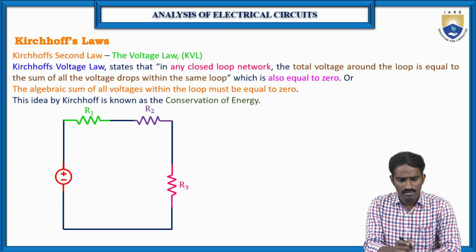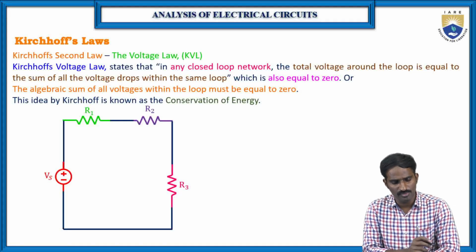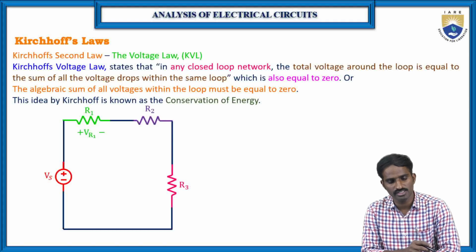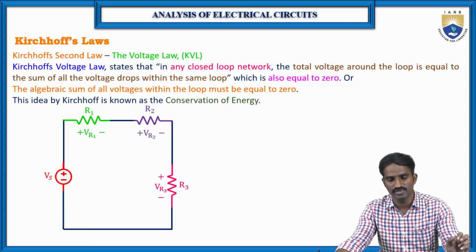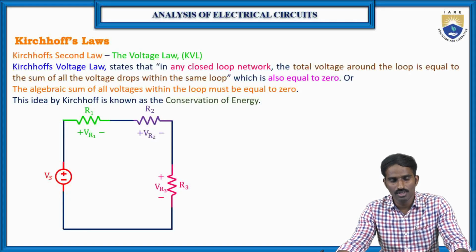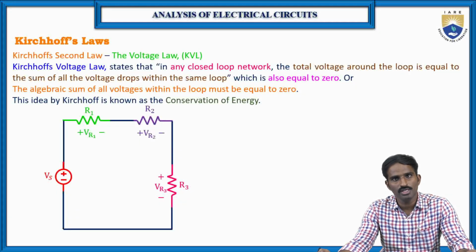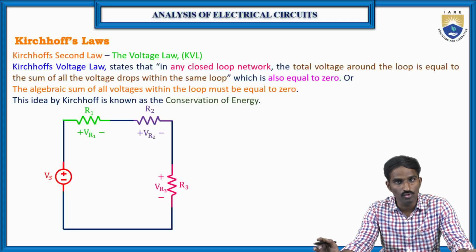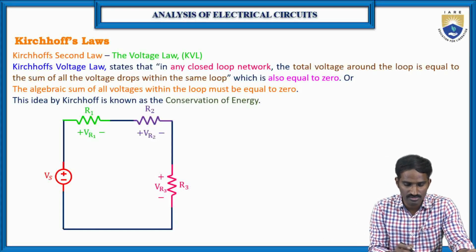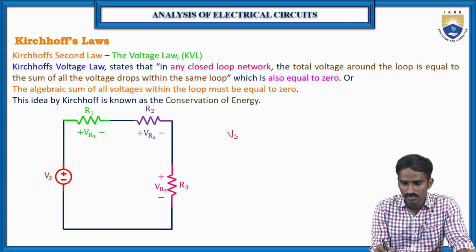Here let us consider the source voltage is Vs, and the voltage across R1 is VR1, the voltage across R2 is VR2, and the voltage across R3 is VR3. So which means, according to KVL, the total voltage around the closed loop is equal to the sum of all the voltage drops within the same loop. So here Vs is the total voltage around the loop, which is equal to the sum of the voltage drops across the loop. So what are the other voltage drops? VR1 plus VR2 plus VR3.